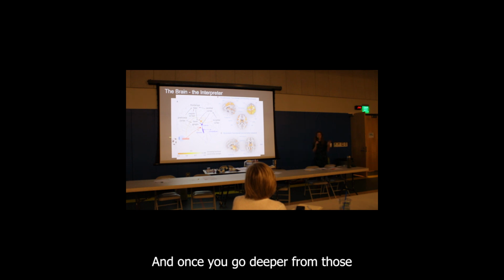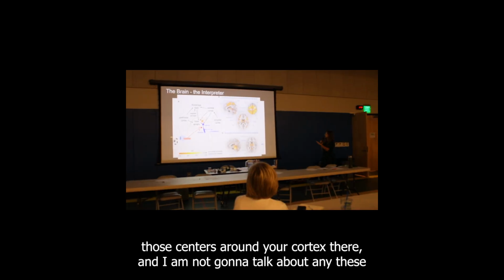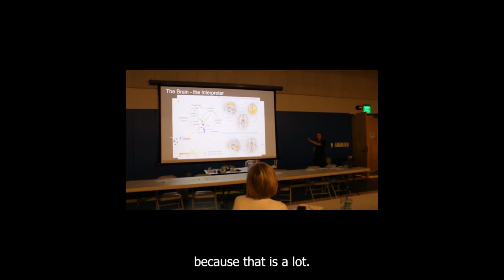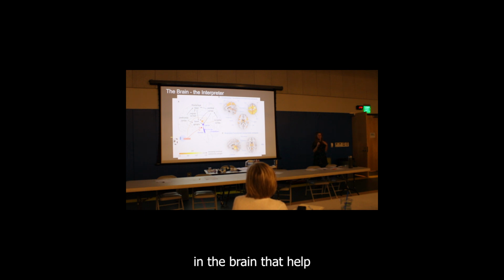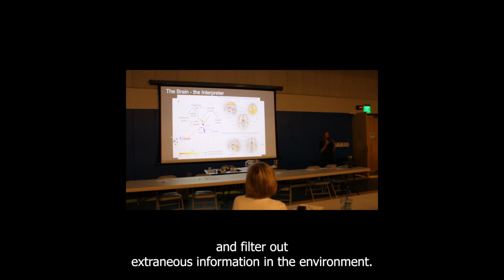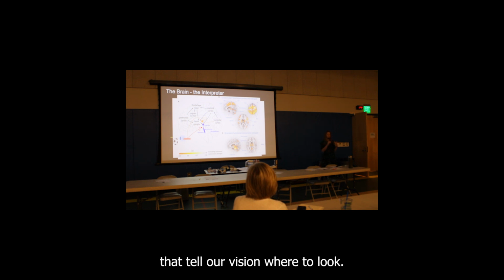And once you go deeper from those centers around your cortex, and I am not going to talk about any of these because that is a lot, there are all these other specialized centers a little deeper in the brain that help our gaze shift and filter out extraneous information in the environment. So there's all these conscious and subconscious processes that tell our vision where to look.